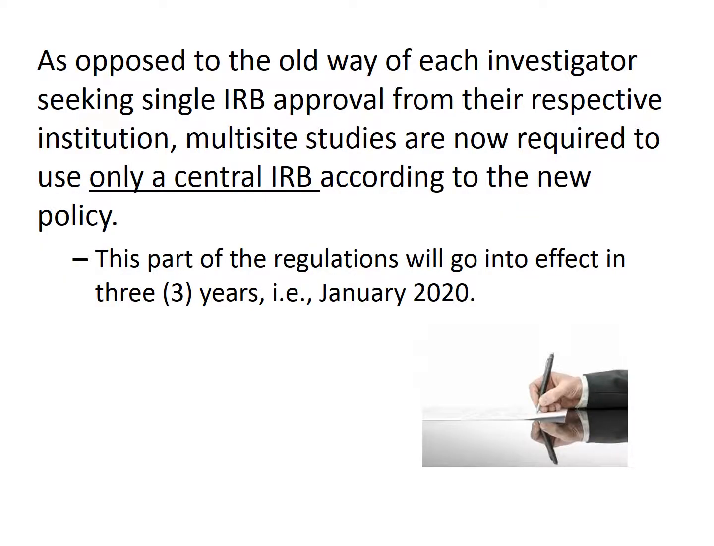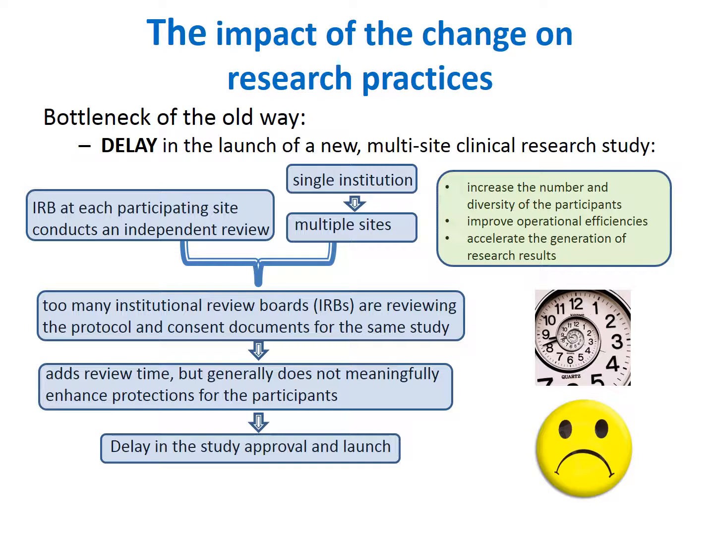As opposed to the old way of each investigator seeking single IRB approval from their respective institution, multi-site studies are now required to use only a central IRB according to the new policy. This part of the regulation will go into effect in 3 years, that is, January 2020. Will the changes have any impact on research practice?